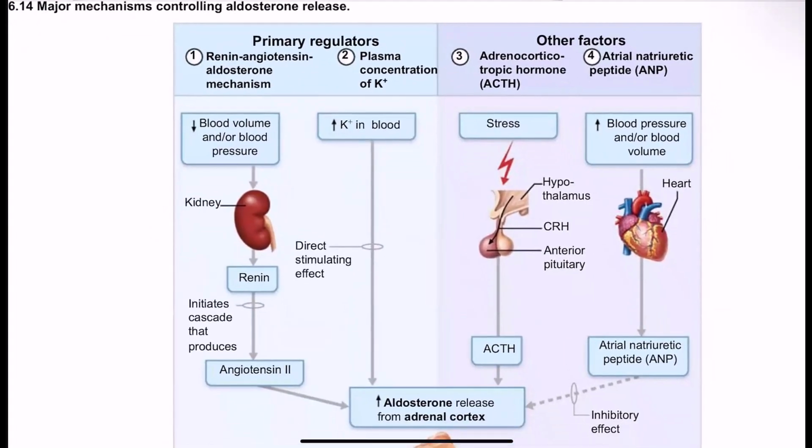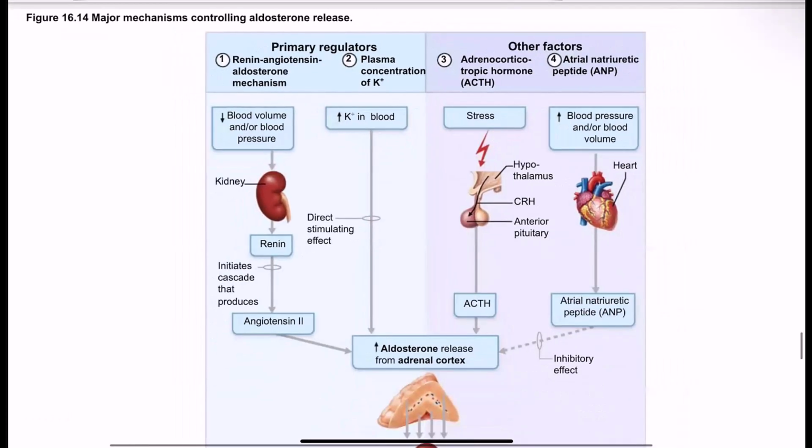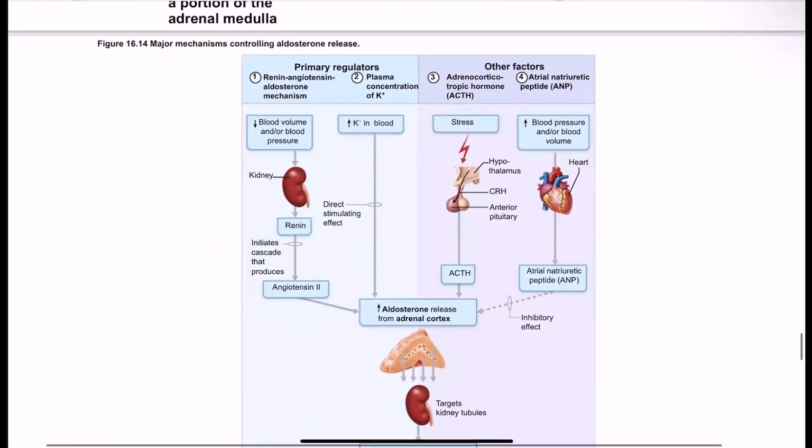One of the things, these are primary regulators. One of the things that can happen is that if blood pressure falls, that triggers the renin, angiotensin, aldosterone system, which we've talked about. So if blood pressure is too low, that will promote aldosterone release, and then that promotes blood volume and blood pressure and all the things. But also, if potassium gets too high in the plasma, that will also release aldosterone.